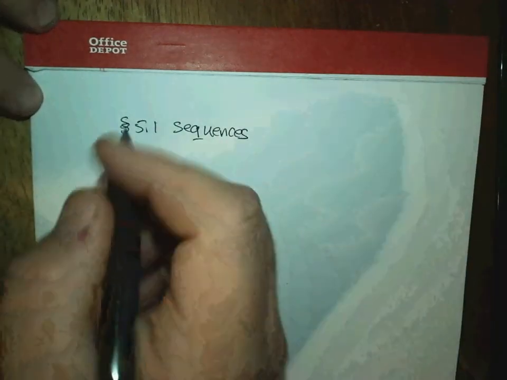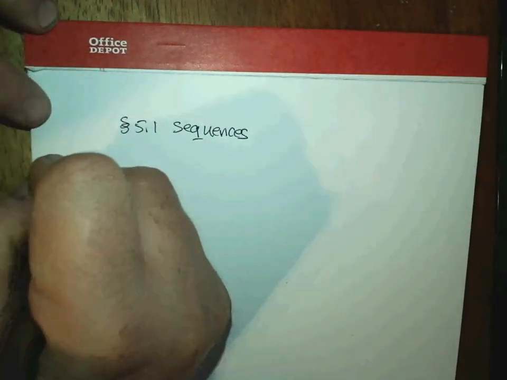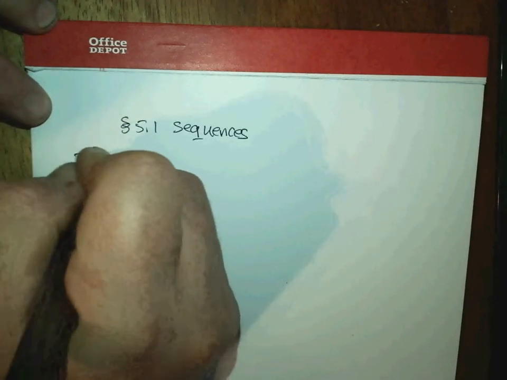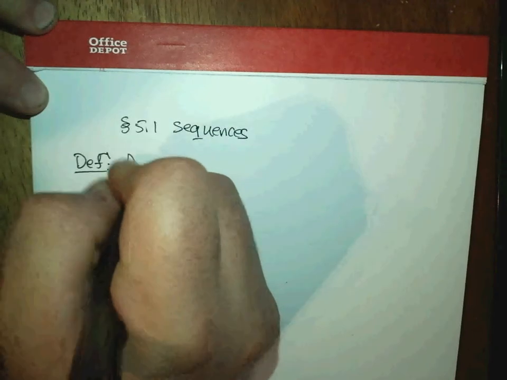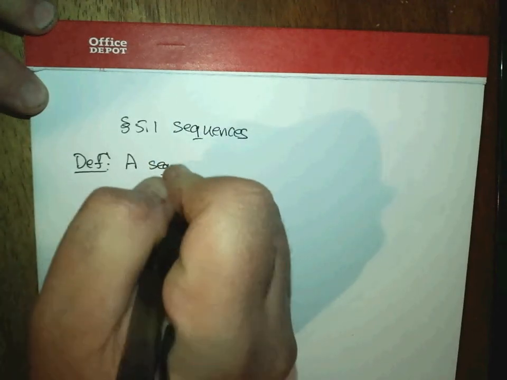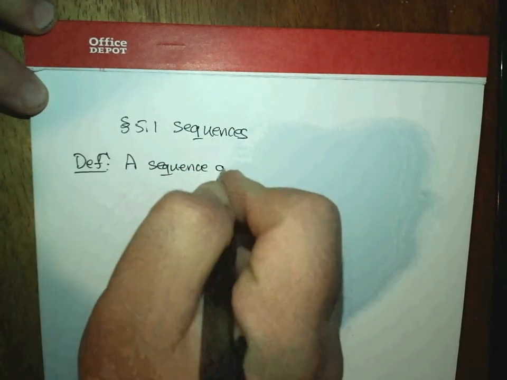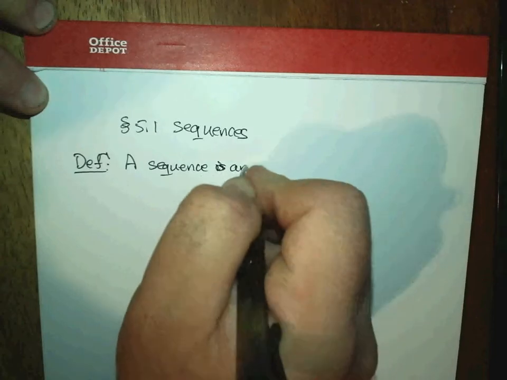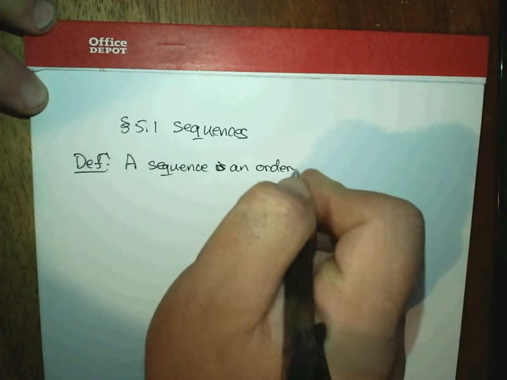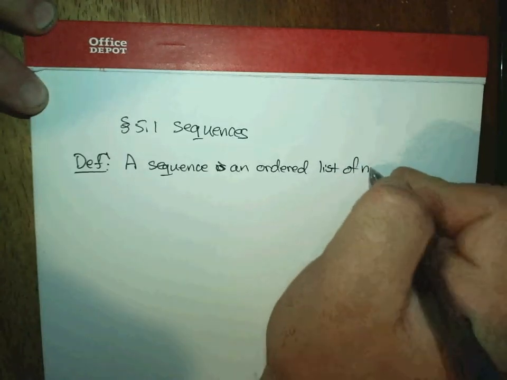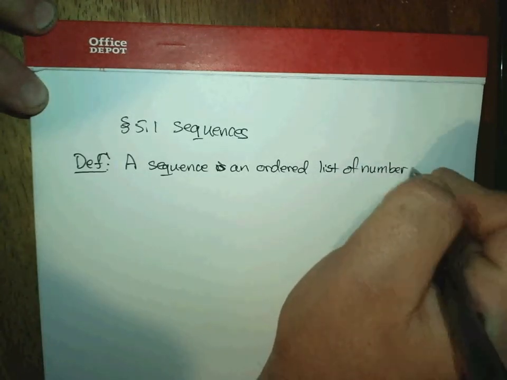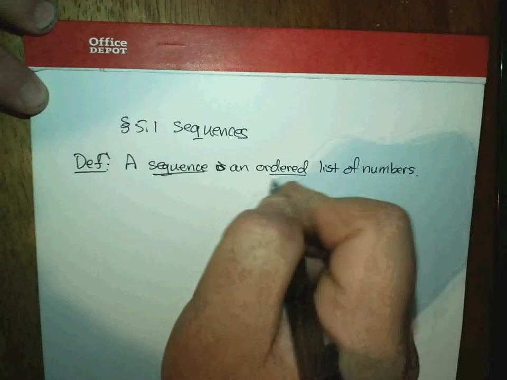So the first thing we're going to do is start with a definition of a sequence. A sequence is simply an ordered list of numbers. And the key word in there is ordered. Okay, the list must be ordered.